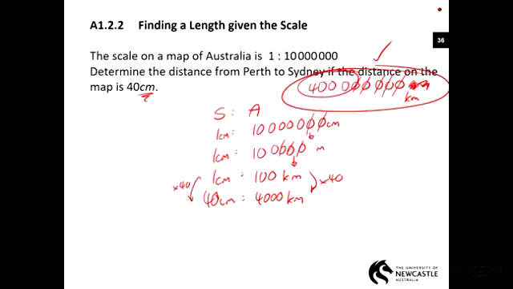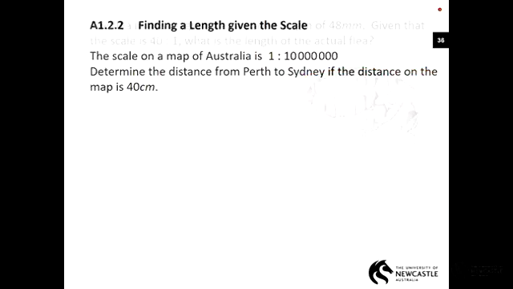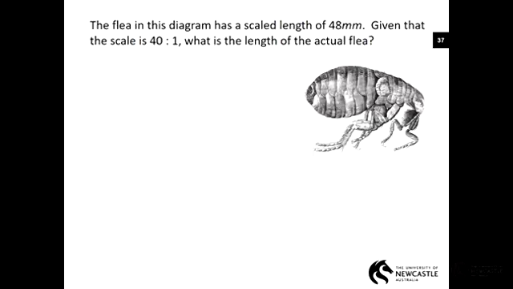I wrote it out. You don't have to. You could use the calculator and do these conversions. But yeah, sometimes they will be as large as this. The flea in this diagram is a scaled length of 48 millimetres. Given the scale is 40 to 1, what's the length of the actual flea? All right, well, it's still scaled to actual. And it's still 40 to 1, all I've got to do is know where does that go? The flea, it's a scale length of 48. Clearly it's on the left.